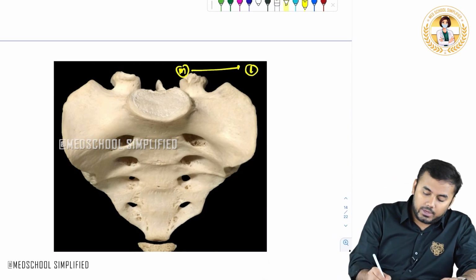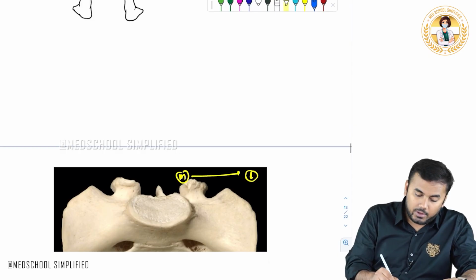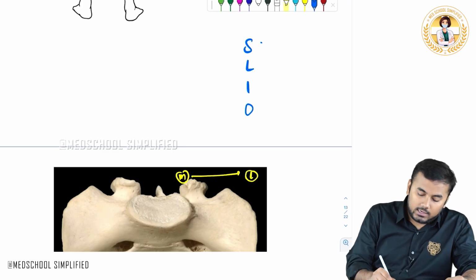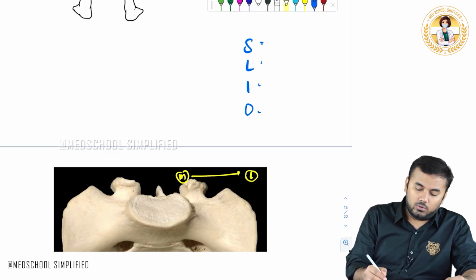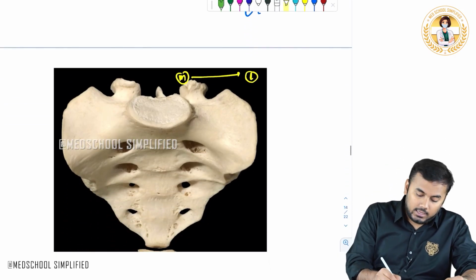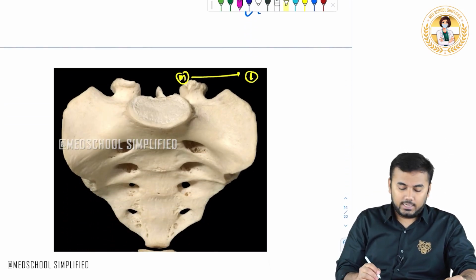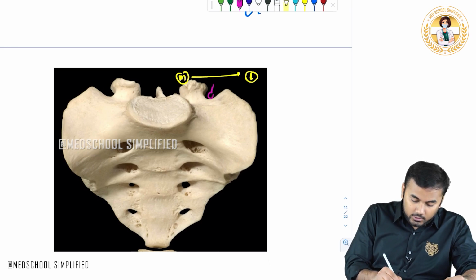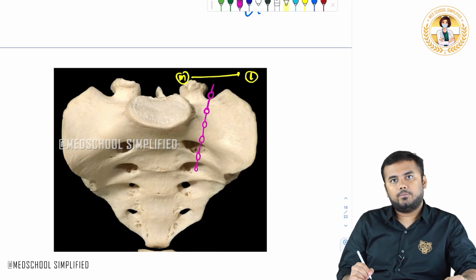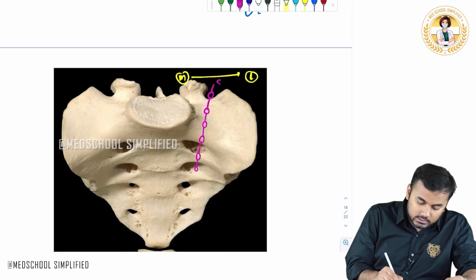You can remember these structures by the mnemonic SLIO. So what are these structures in SLIO? The first important structure is that S stands for sympathetic trunk. Medially you have got a trunk all the way like this, and this trunk located here is called the sympathetic trunk. So this is your S.